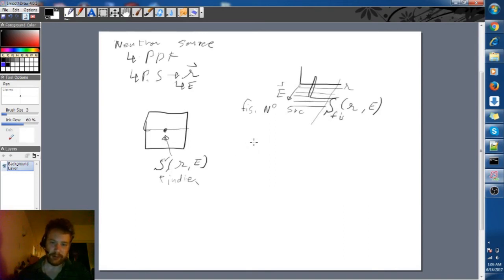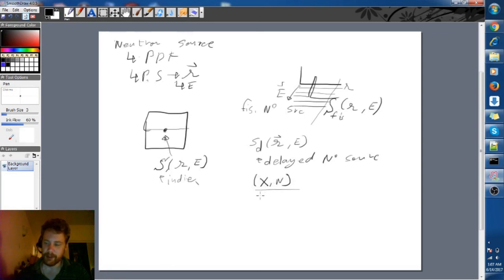And finally, we can have S subscript D, which is a function of phase space R and E. This is a delayed neutron source, which we'll get into much more when we get into reactor kinetics. And there's also other types. There are plenty of ways we can get neutrons in a reactor. Any sort of X,n reaction, where X is some sort of incident particle, is a neutron source type reaction.